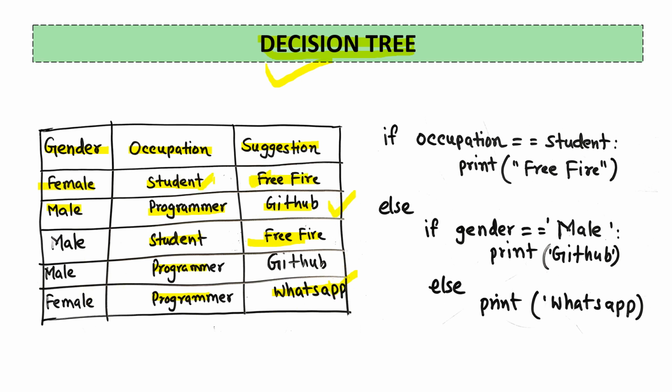That means we have the constant value called student. Now you can simply go into implementing this whole table in the form of if and else cases. So if the occupation is a student, we can directly say that he may play Free Fire or open a Free Fire account. Otherwise, if he is a programmer or she is a programmer, he or she may open GitHub or WhatsApp. We don't know whether he is male or female.